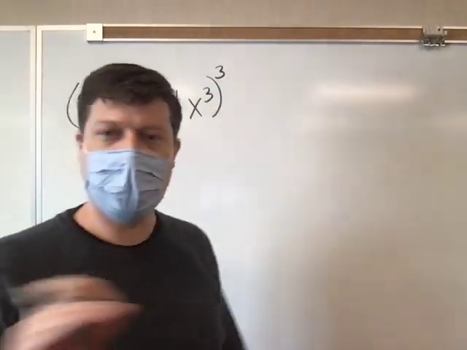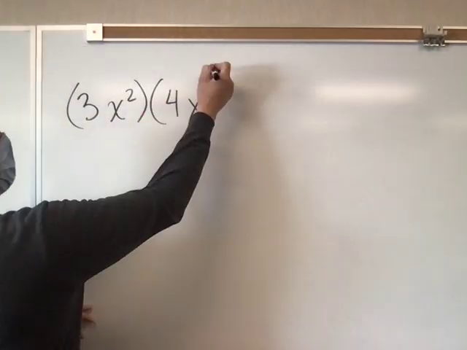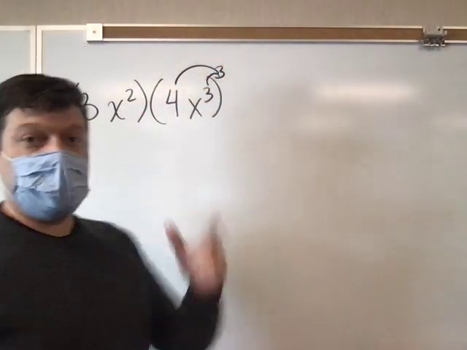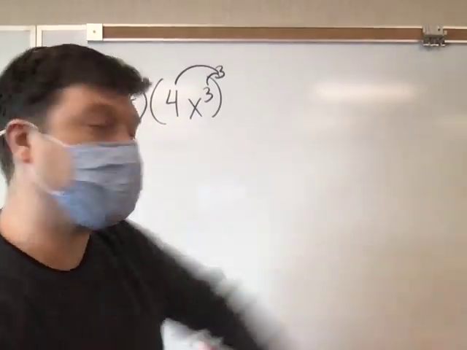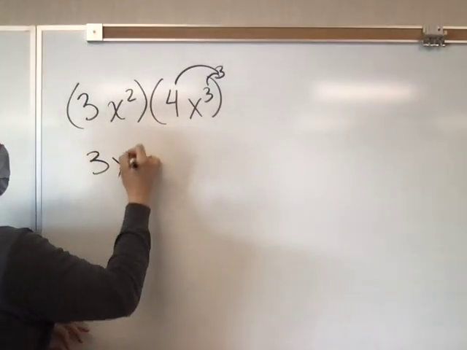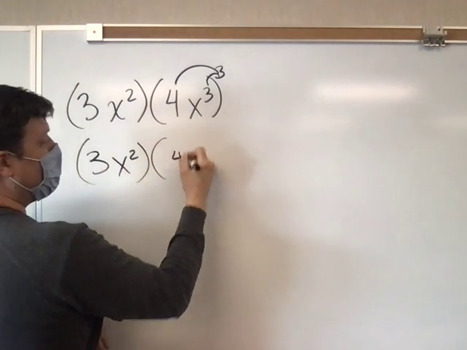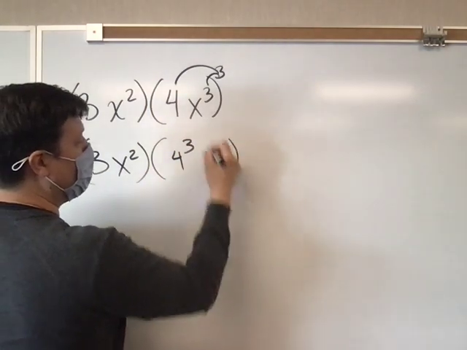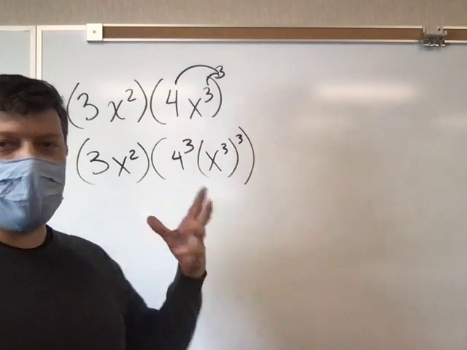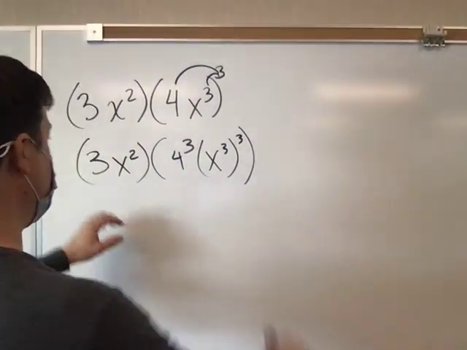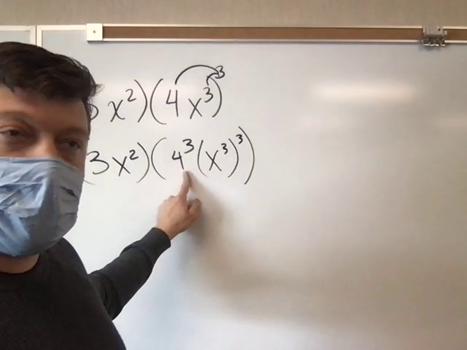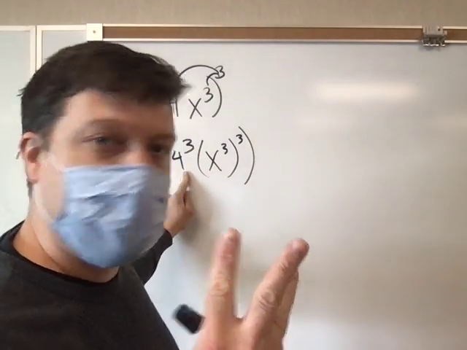No, not times 4. That's bad. Do it this way. Just like the previous problem, it's the 4 to the 3rd and the x to the 3rd. Here's what it looks like. 3x squared, 4 to the 3rd, x to the 3rd, to the 3rd. I don't need all of those parentheses, but it's kind of nice to have them there. So I'm going to write this out. I've got 4 to the 3rd. That's 4 times 4 times 4, 64.